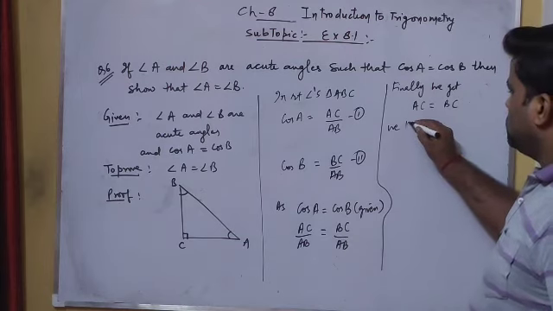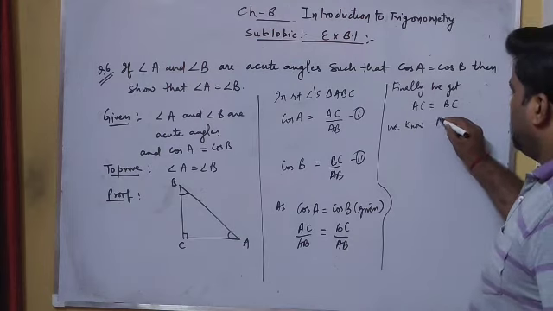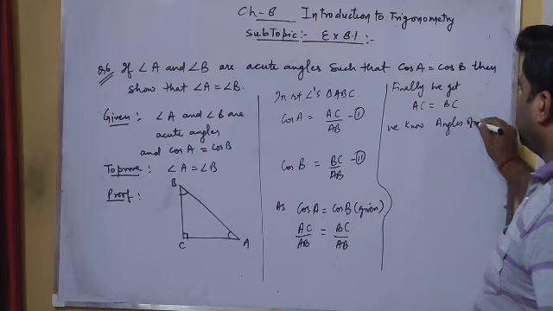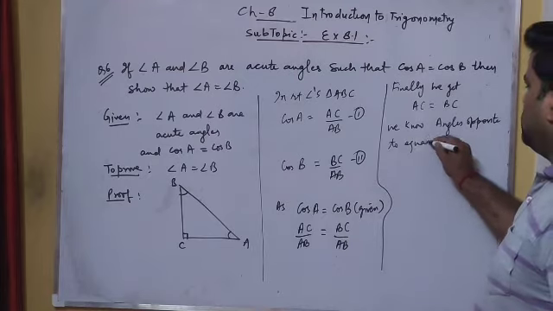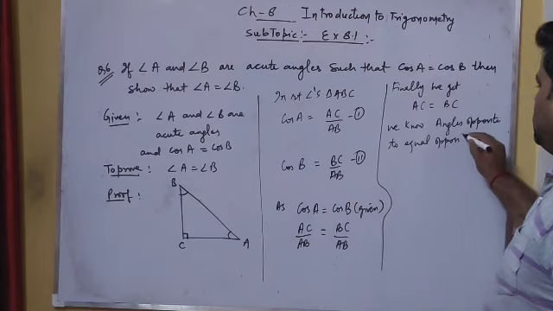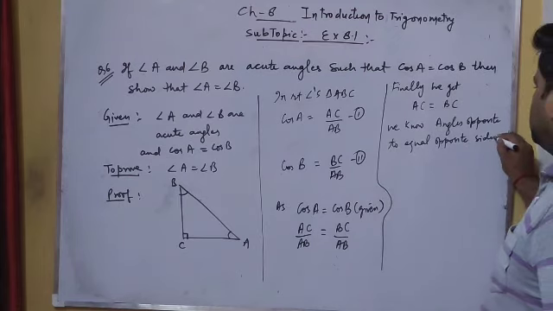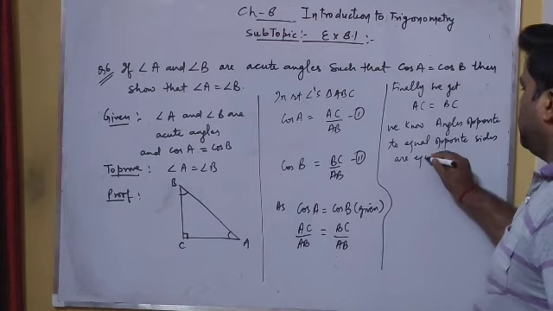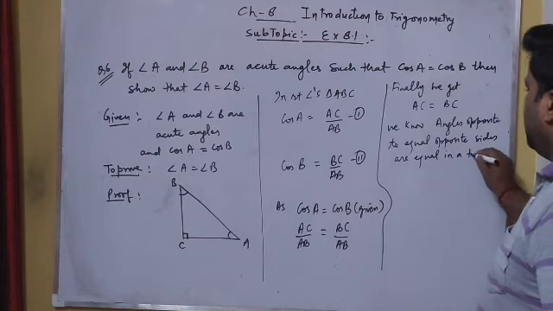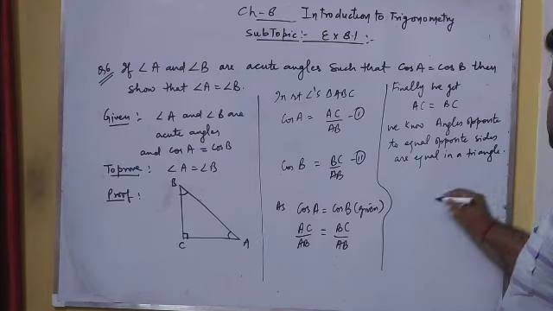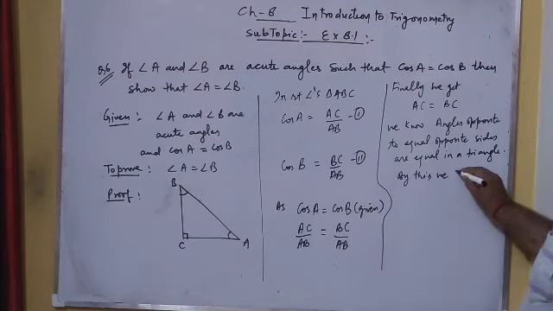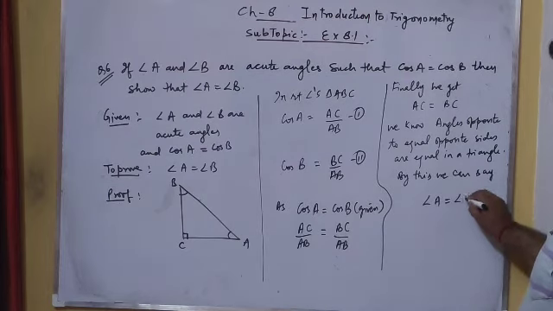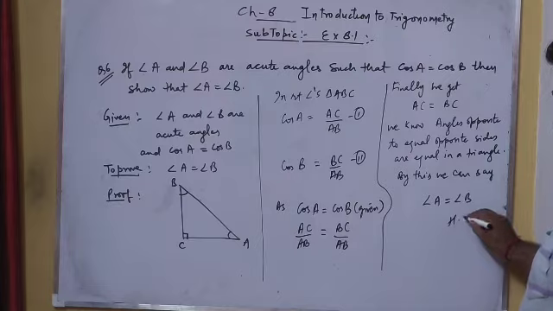So we know angles opposite to equal sides are equal in a triangle. So by this we can say angle A equal to angle B, hence verified.